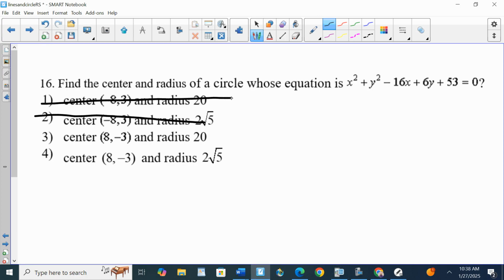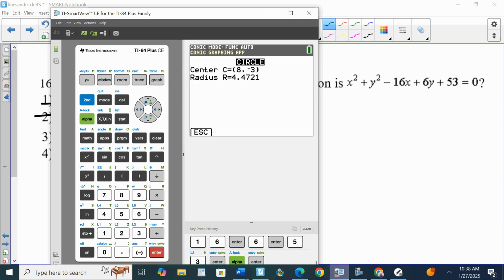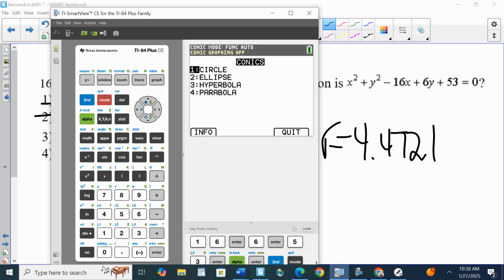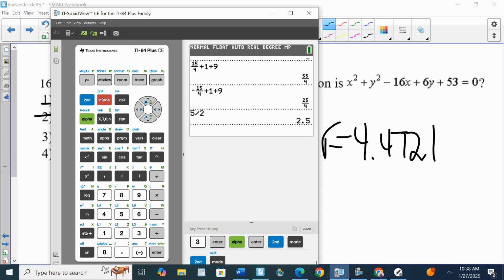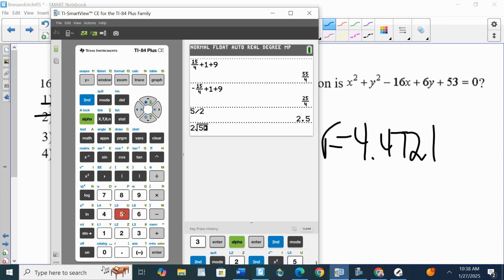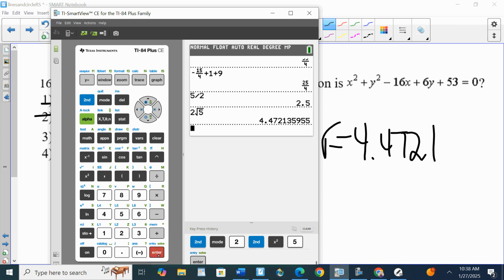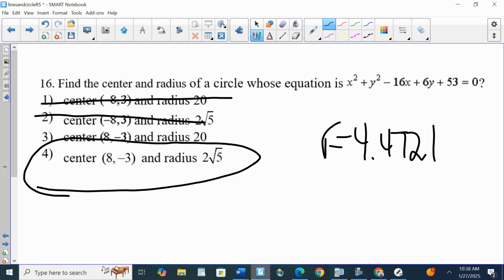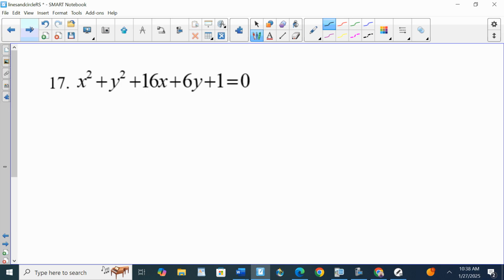And now my radius is 4.4721. That's definitely not 20. And if I go to my calculator and I type in 2 radical 5, you'll see that it gives me that 4.4721. So if it's multiple choice, that's not a big deal. But if it is open response, the only way to get that 2 radical 5 would be to do the completing the square process.